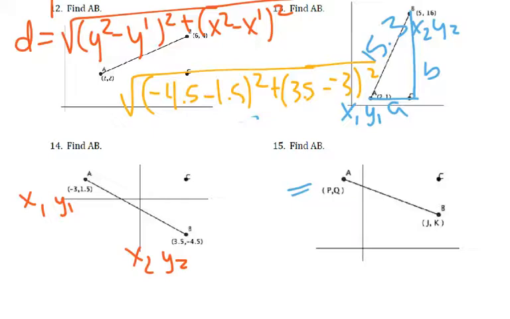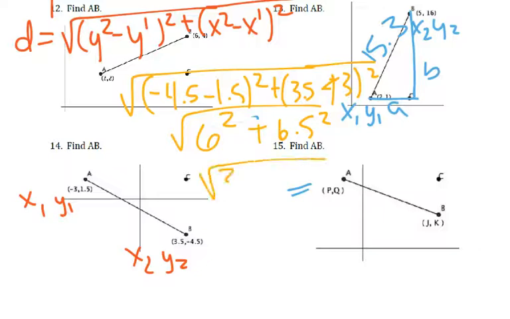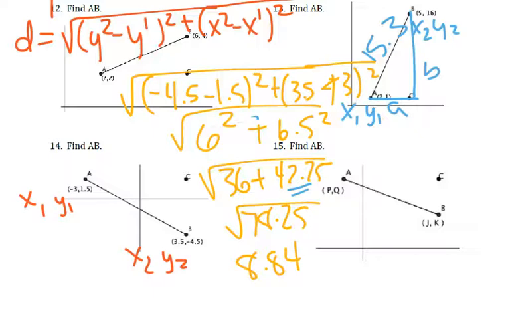Okay, so negative 4.5 minus 1.5 would be negative 6, squared, plus that would be like an addition, so 6.5 squared. So 6 squared is 36. 6.5 squared is 42.25. Add that to 36, we get about 78.25. Take the square root of that, we end up with 8.84. So about 8.8. We'll say 8.84 there.